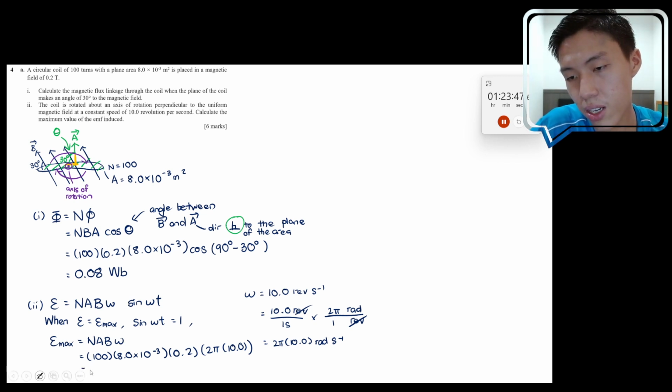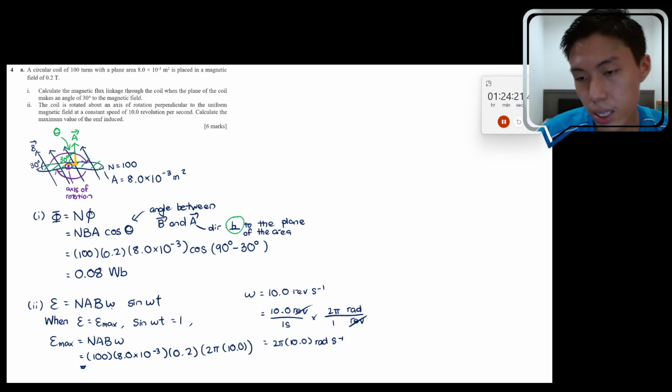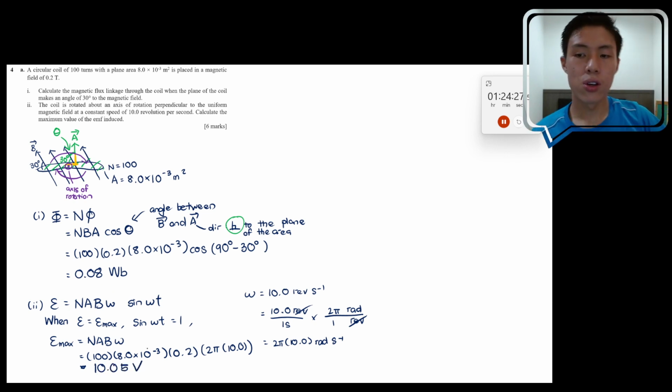So if you do everything here, you get your answer to be equal to 10.05 volt. So that's how you obtain the maximum value of EMF induced.